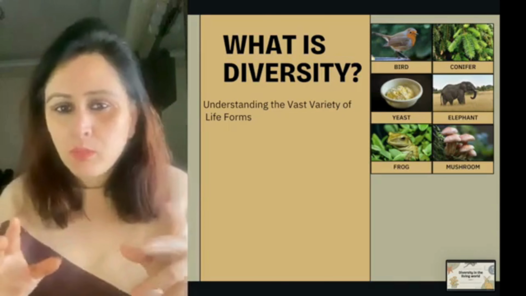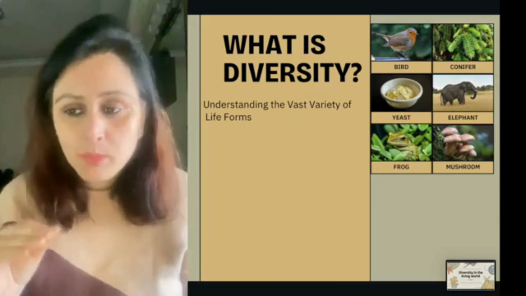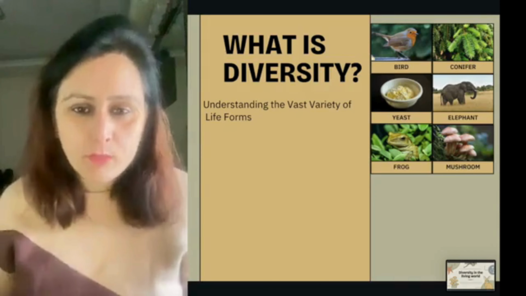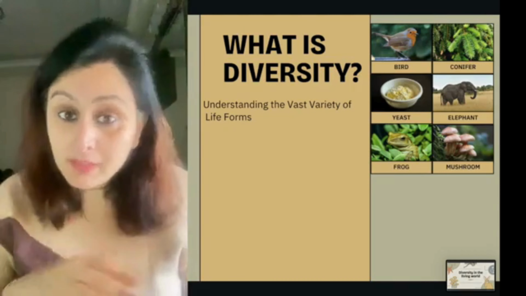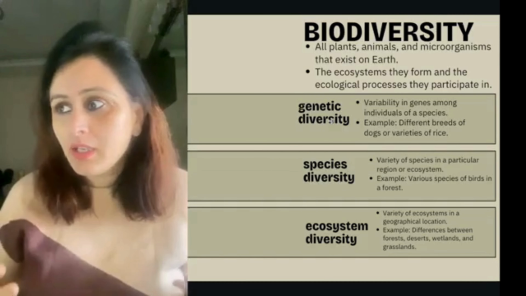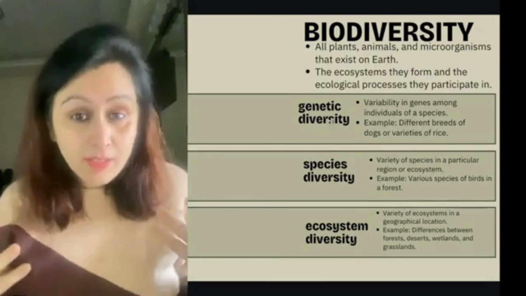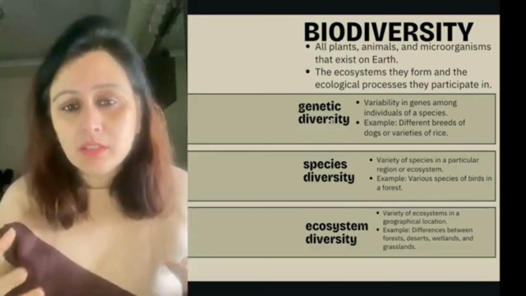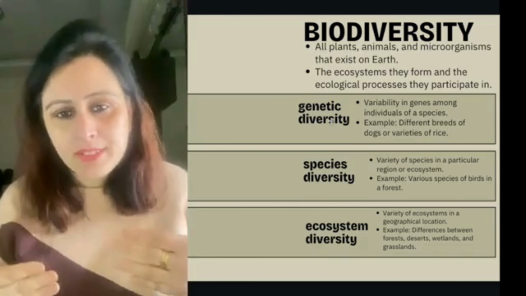So this is what we are going to talk about in this chapter, understanding the vast variety of all the life forms that exist on the earth. So अब इतनी सारी varieties हैं, उनको कैसे categorize किया जाता है? So all the ecosystems that are existing together on the earth, how are they categorized? So they are categorized in different ways.